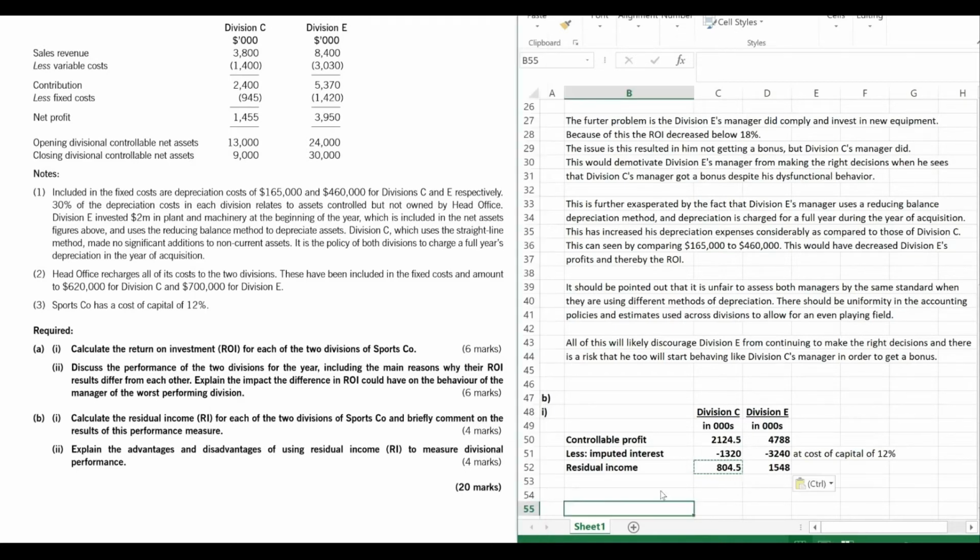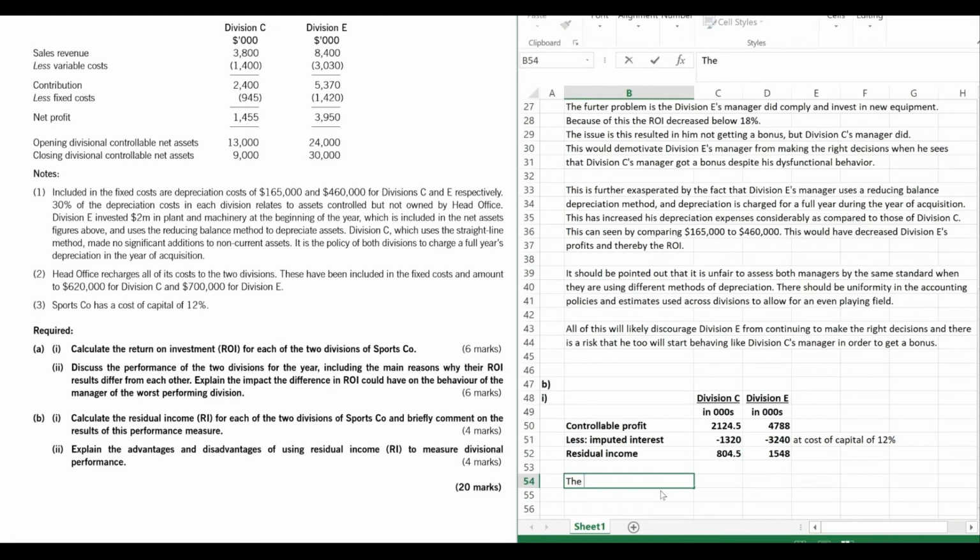So briefly comment. For residual income, it's always about whether it's good or bad. Residual income, if it's positive, it's good. If it's negative, it's bad. So let's mention that. The residual income for both divisions is positive.